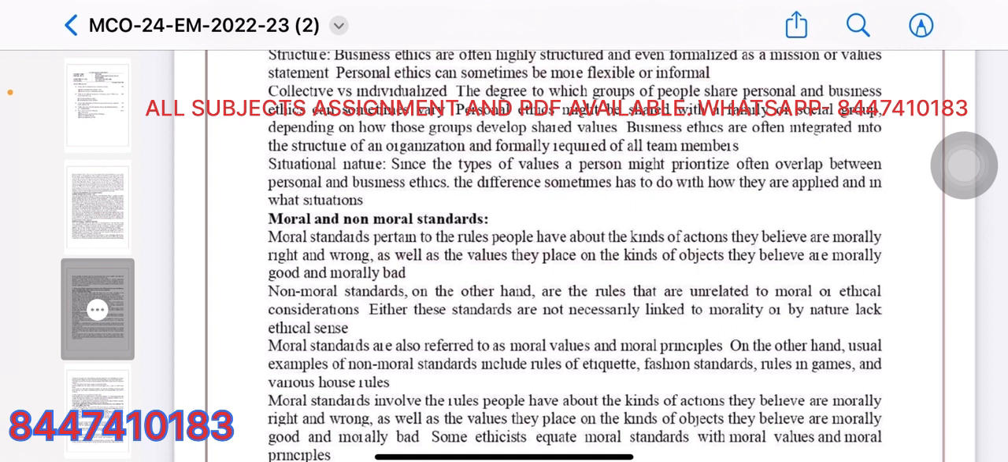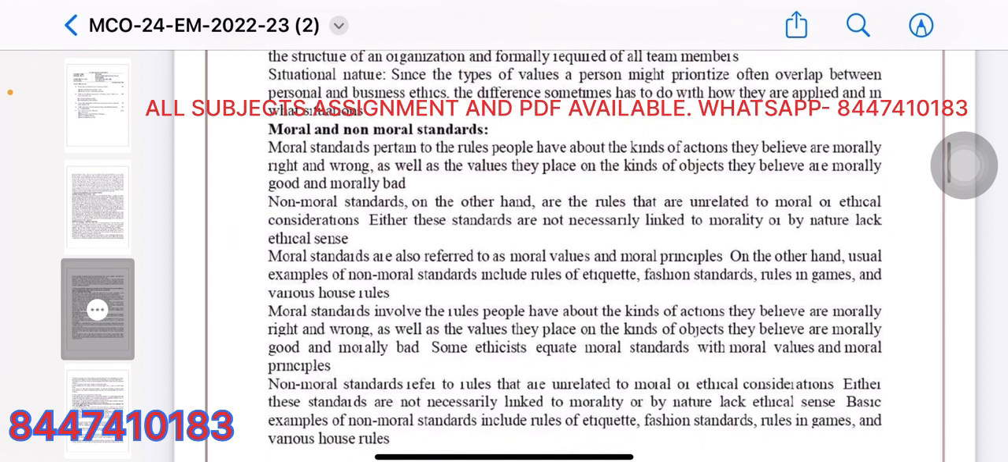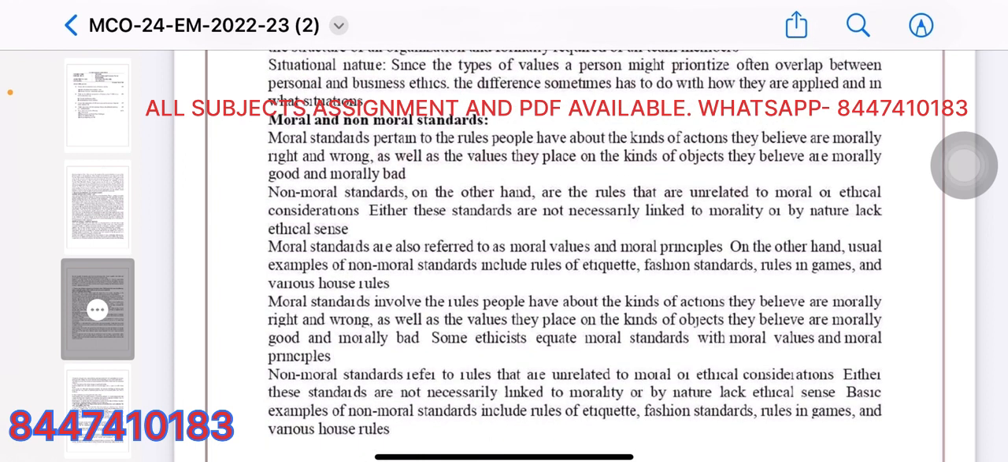house rules. Moral standards involve the rules people have about the kind of actions they believe are morally right and wrong, as well as the value they place on the kind of objects they believe are morally good and morally bad. Some ethicists equate moral standards with moral values and moral principles.